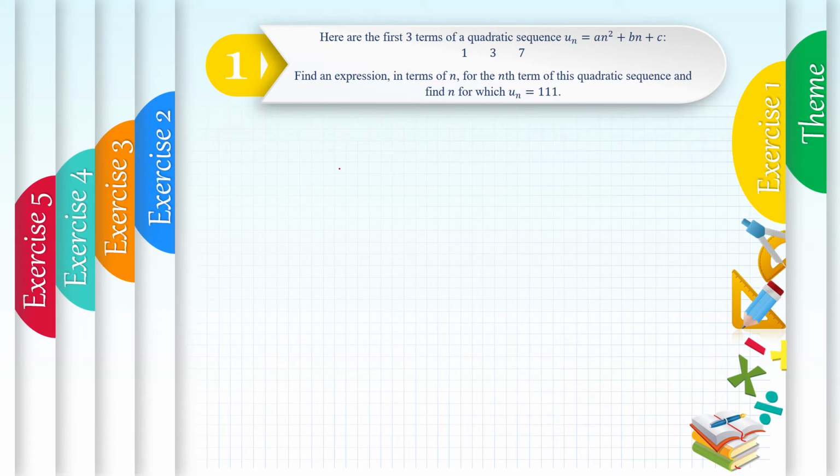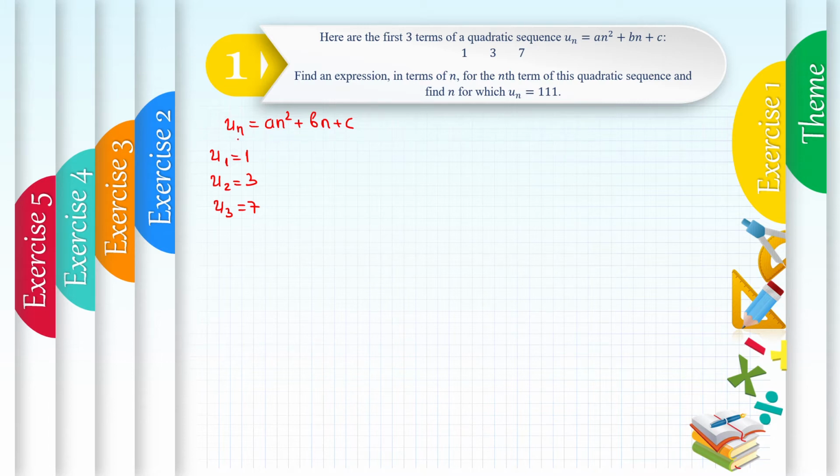So first I will start with the idea of how to find the general formula for this quadratic sequence. So we have that the general formula is un equals an squared plus bn plus c. And also we have that the first term u1 is equal to 1, u2 is equal to 3, and u3 is equal to 7. If we have the information about the first three terms, we will use this information and we will find the coefficients according to our formula.